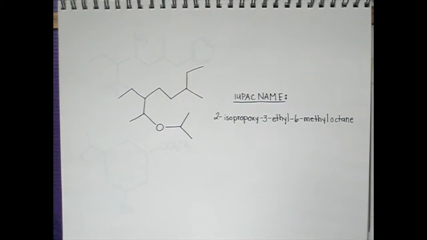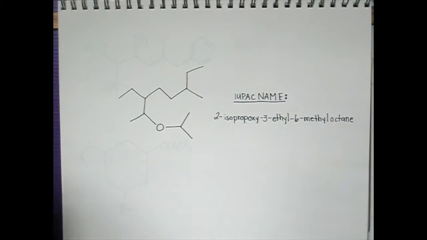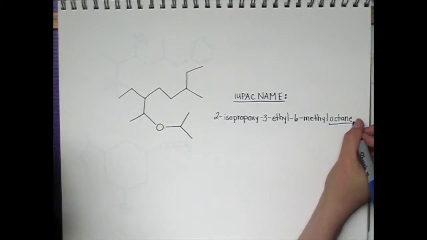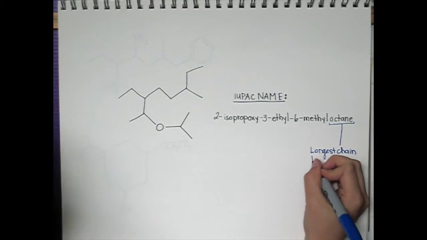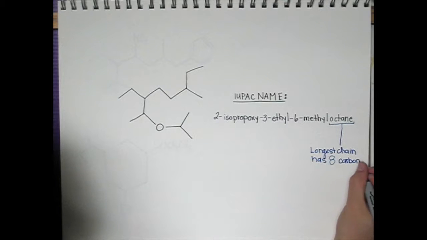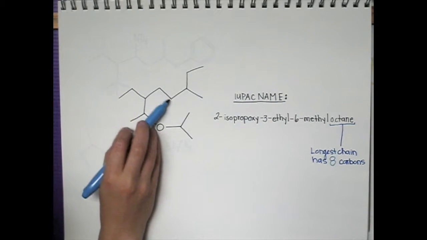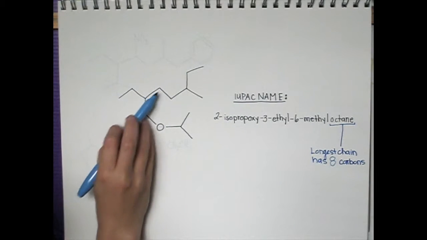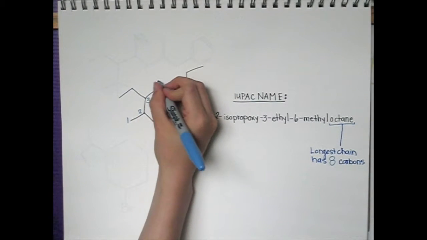So here's the structure. Here is its IUPAC name. Let's dissect the name. Octane is the main chain name. So the longest chain has 8 carbons because it has oct. So we're going to find that longest chain with 8 carbons. That has 8 carbons, but this other chain has 8 carbons and much more groups branched off it. So we're going to pick that one.